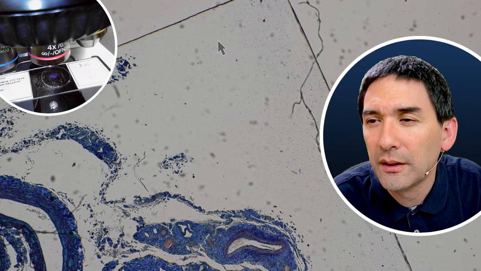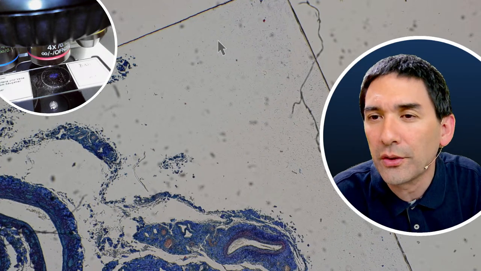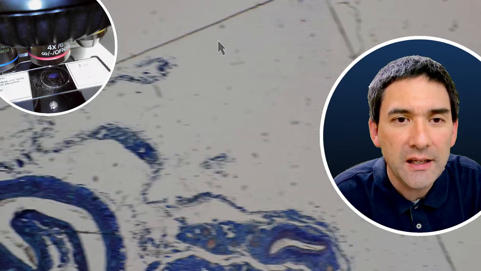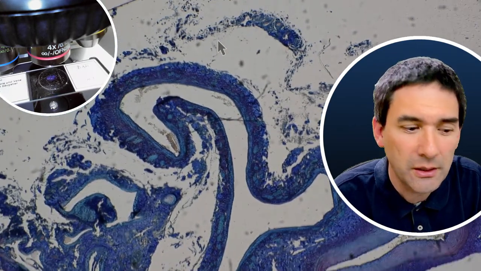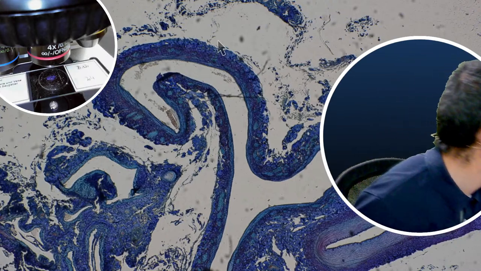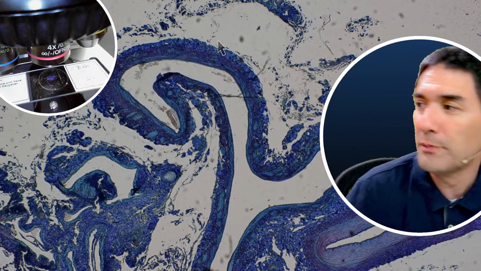Why does the vein look so weird? The vein looks like a number two over here, because I will actually show you. You know what, I'm going to use a piece of paper here.